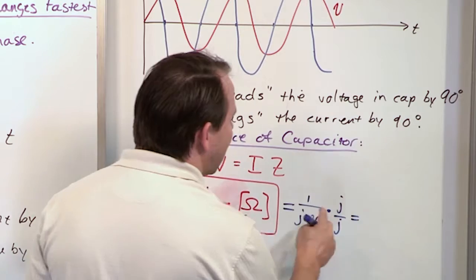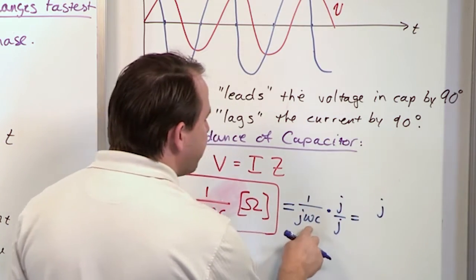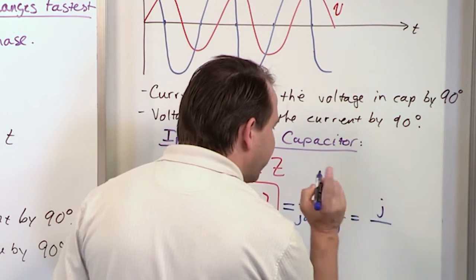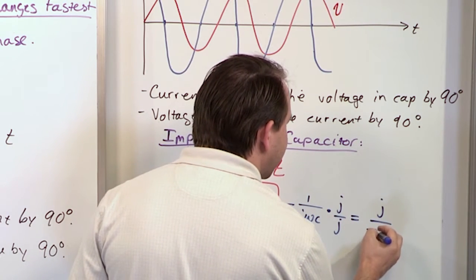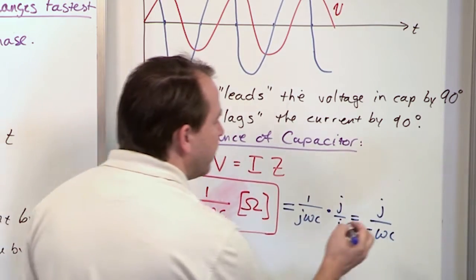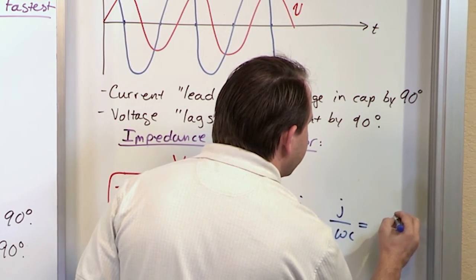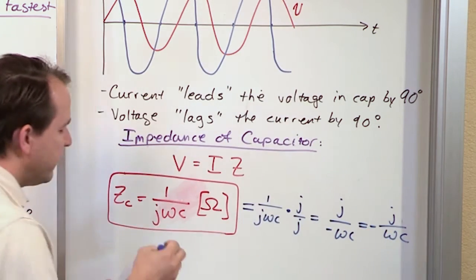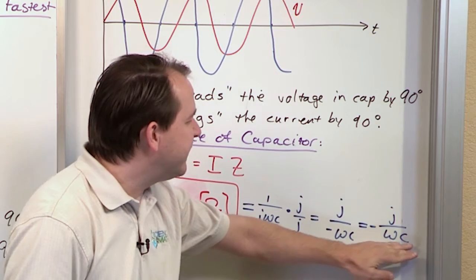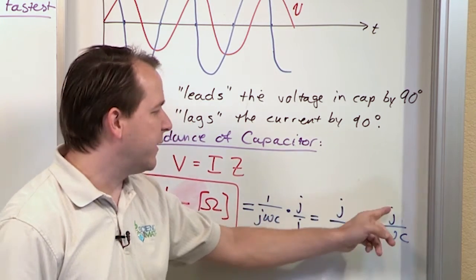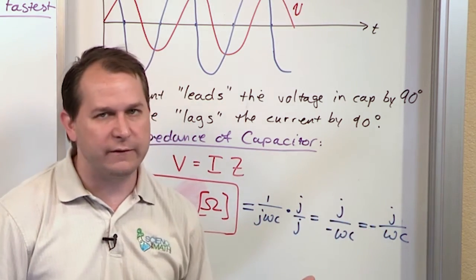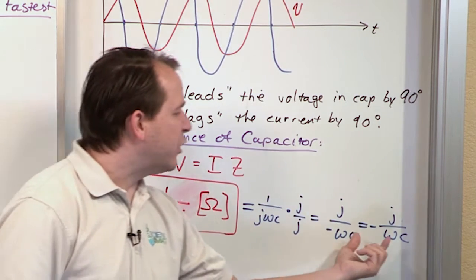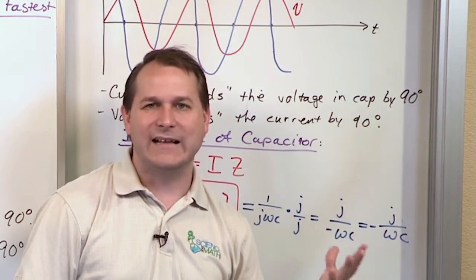Now on the top, I'm going to get j, and on the bottom, when you think about it, I'm going to get j squared. Remember, we said j squared was always -1. So it's going to be negative omega c. So really, when you do this, you get negative j over omega c. If you wanted the j to be in the top, this is an equivalent way to write the impedance. Typically, you write it in books as 1 over j omega c, but this is an equivalent way to write it. It's going to give you exactly the same thing.